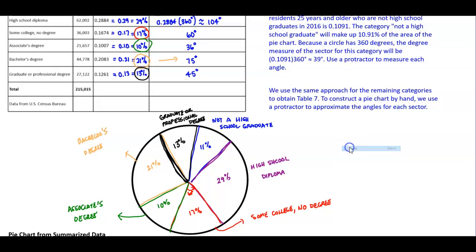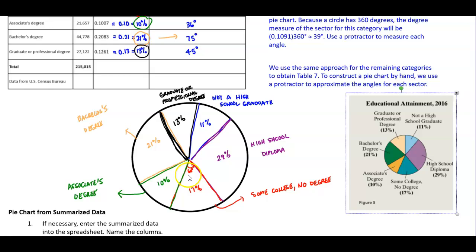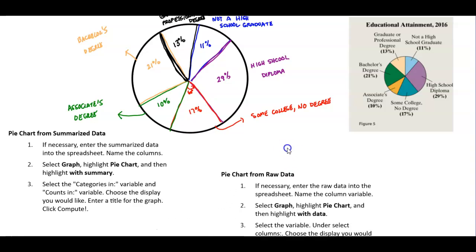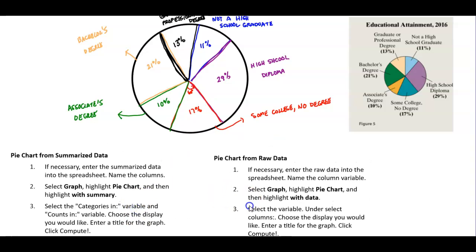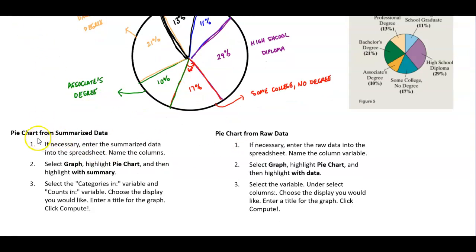Let's take a look at what the actual picture would look like. So pretty similar to what we have here. We would fill in the colors of that particular pie chart, but it gives us an idea of what this would look like. Now, let's see how we do this by using StatCrunch. So how would we do this using StatCrunch? We would have to use this either by summarizing the data or from raw data. So now we want to create a pie chart from summarized data.